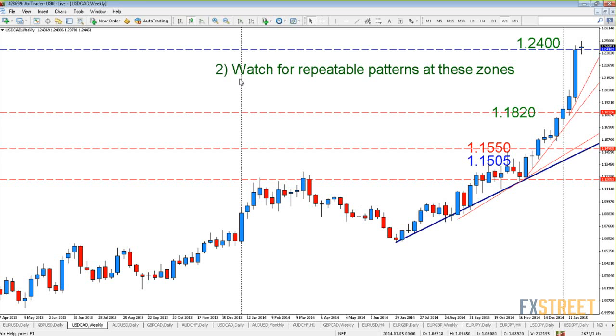Instead, once the market reaches one of these zones, we say to ourselves, has it printed a repeatable pattern that I can hang my hat on? Is there a catalyst? Is there something that tells me the market is getting ready to reverse here, or something that tells me it's getting ready to break through? Usually, there isn't anything. But occasionally, we have a breakout pattern that says the market's going to bust through.